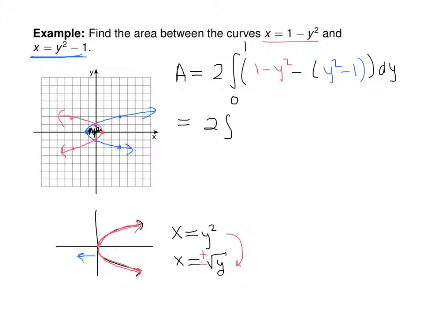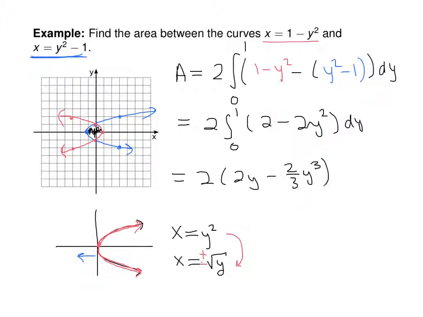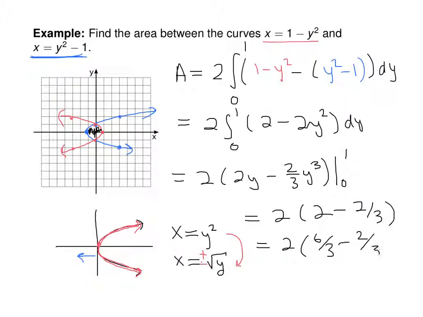So twice the integral from 0 to 1, 2 minus 2y squared dy. So that will be 2 times 2y minus 2/3 y cubed. So 2 times 2 minus 2/3. So 2 times 6/3 minus 2/3. So it'll be 4/3 times 2, or 8/3.